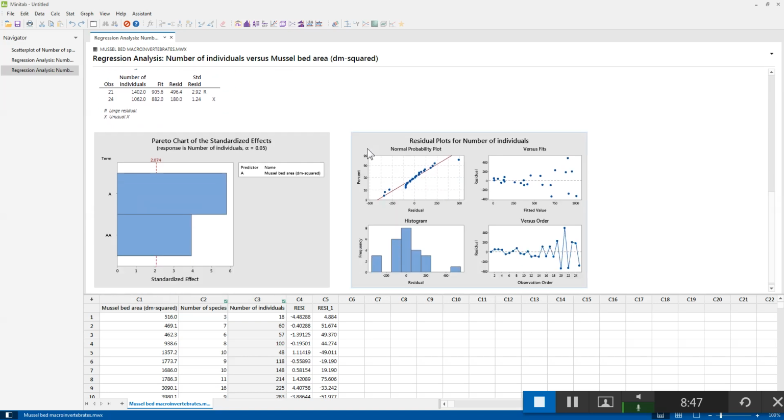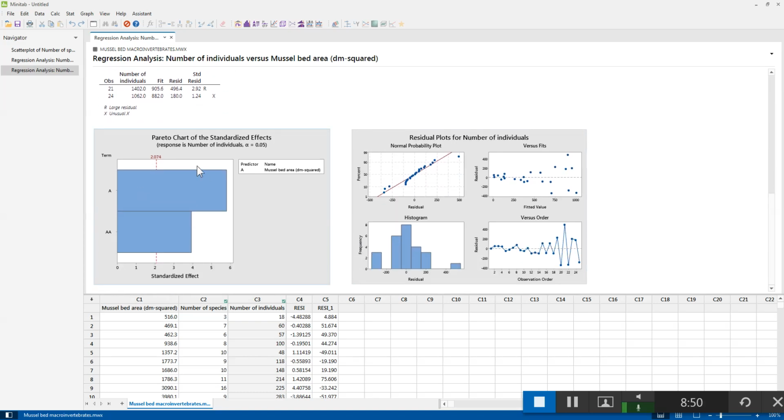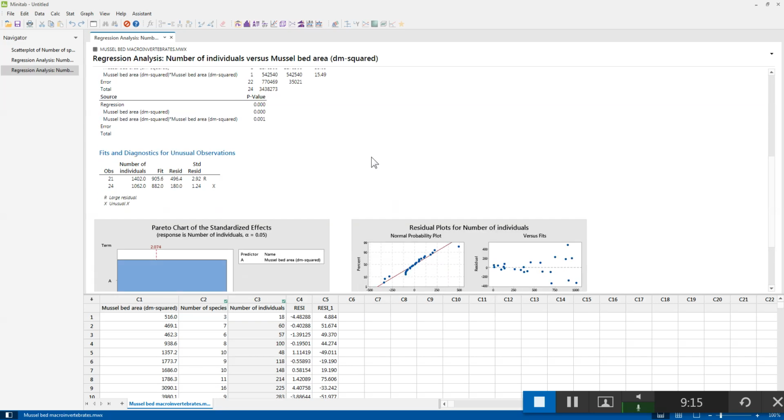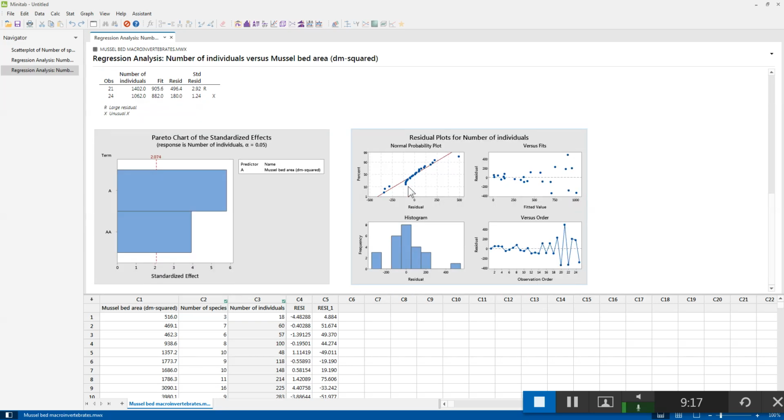And then we've got all these diagnostics here. This is a very handy little Pareto chart, look, which is showing me both of these bars are representing the terms B, muscle bed area, and B2, muscle bed area squared. This is getting confusing, isn't it? But we can see both of those terms, B and B squared, are both describing a significant amount of the variability. We can see that from the ANOVA as well. From the residual point of view, the residuals are more or less close to the line.